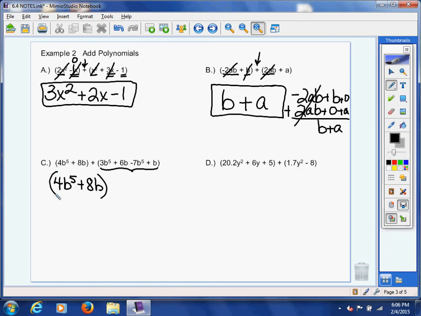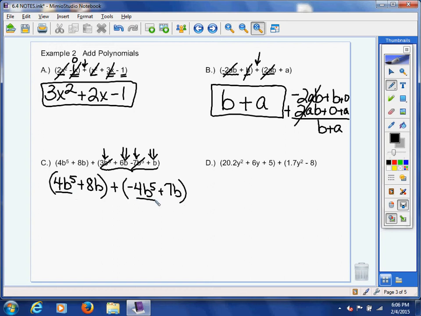So this first term, those two are not like terms. The second one, yeah, we got some stuff we can clean up. So let's start here with 3b to the 5th and negative 7b to the 5th. What's 3 plus negative 7? Or 3 minus 7 is negative 4. Okay, so you can clean those up, kind of make them one term in that set of parentheses. And then let's look at these two right here. 6b plus b is 7b.